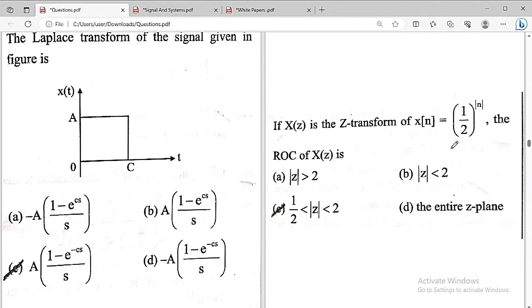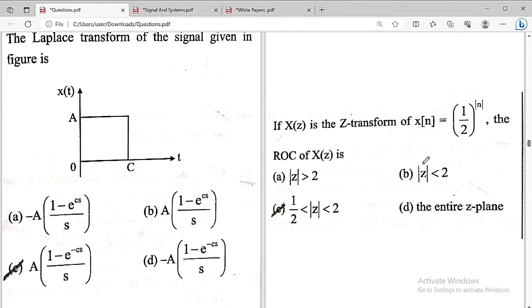If you know the nature of the signal, just by seeing the options we can tell which option is correct. The entire z plane cannot be possible. So only option C is the correct solution of this question. Just by seeing the nature of the signal, we can comment on the ROC also.